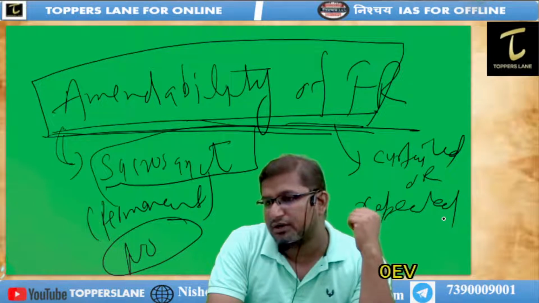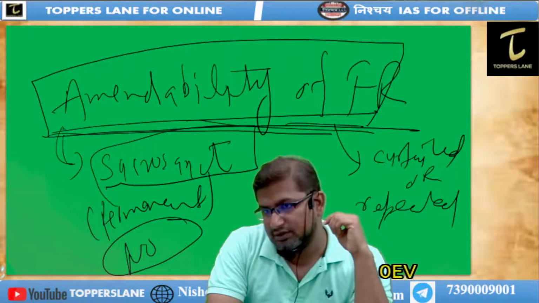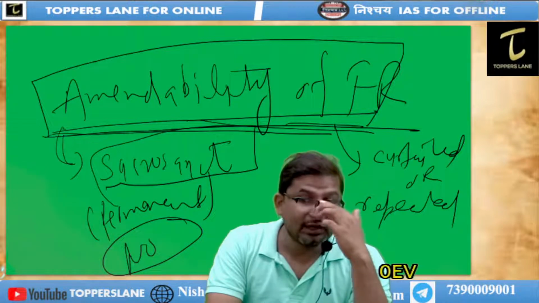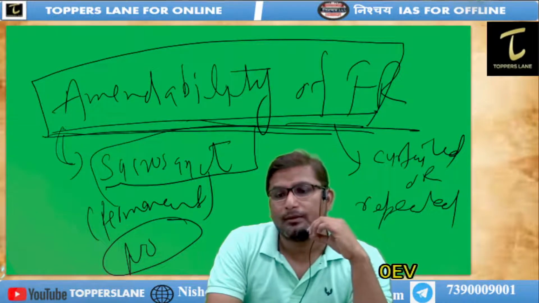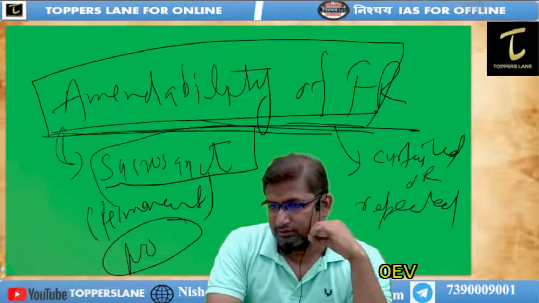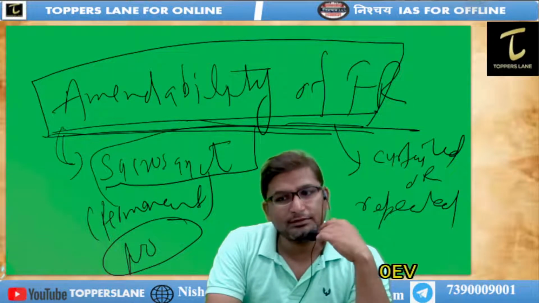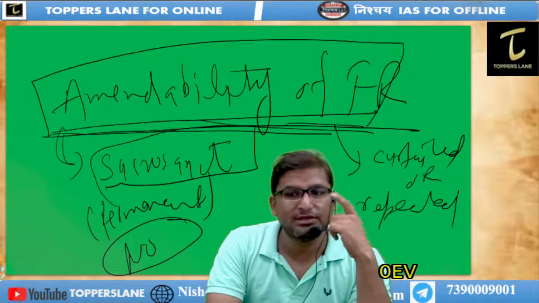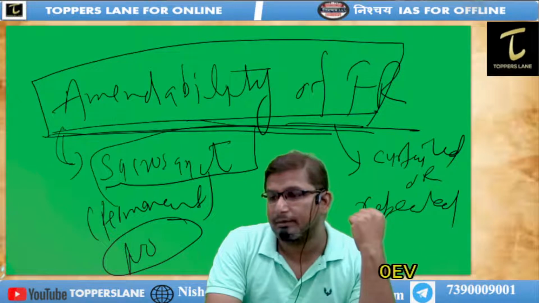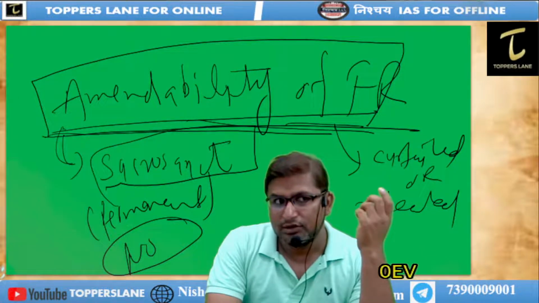except few. Article 20 and 21. Isn't it? They cannot be suspended even in emergency, operation of national emergency. And Article 19 can be suspended in case of national emergency, in case of war or external aggression, not armed rebellion. Clear na? So what does it mean?